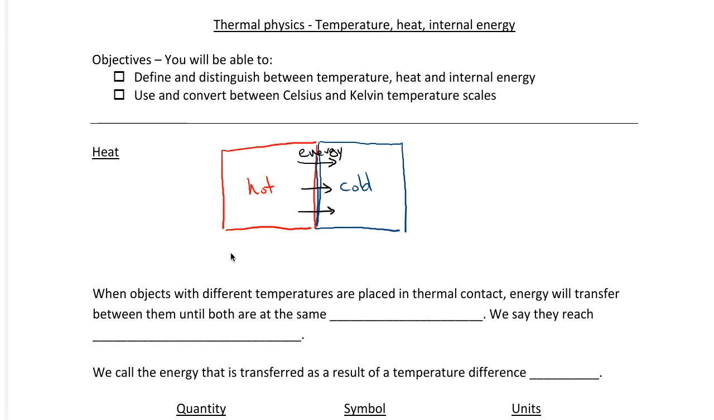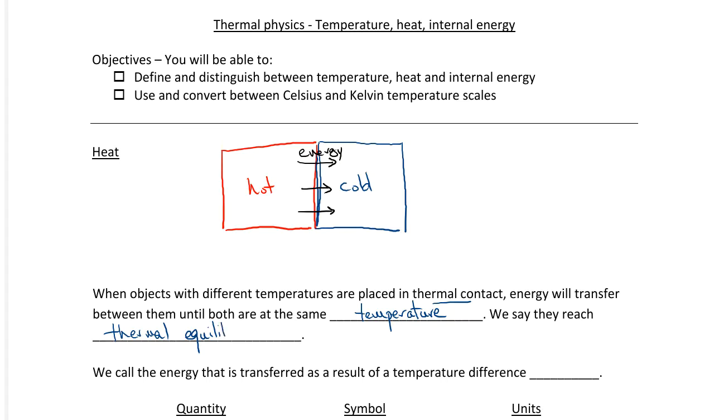Now, when objects of these different temperatures, one hot and one cold, are placed in thermal contact, that's what we've done here, it means that they're in contact so that energy can be transferred. Energy will continue to transfer between them until they're both at the same temperature. And when that happens, when they're both at the same temperature, we say they have reached thermal equilibrium.